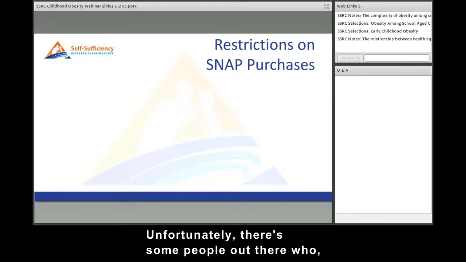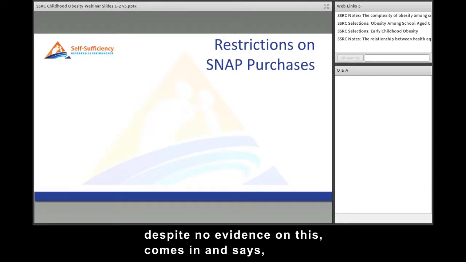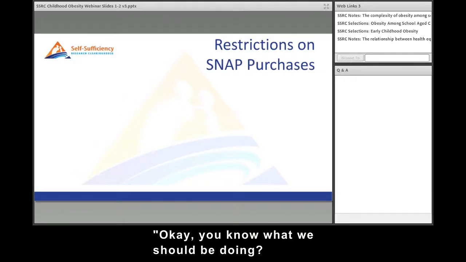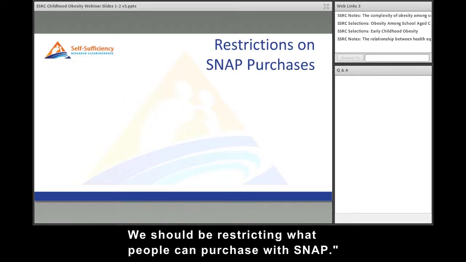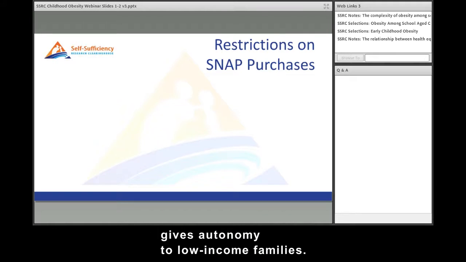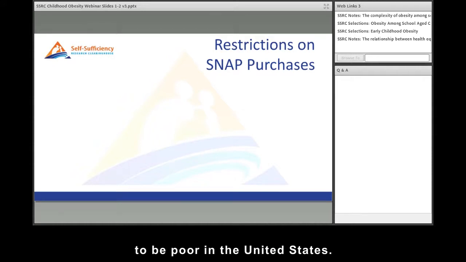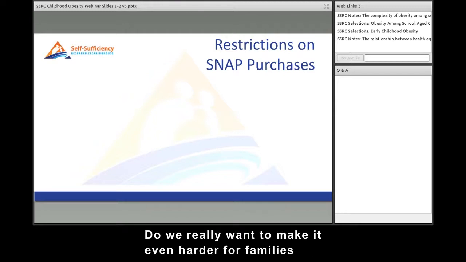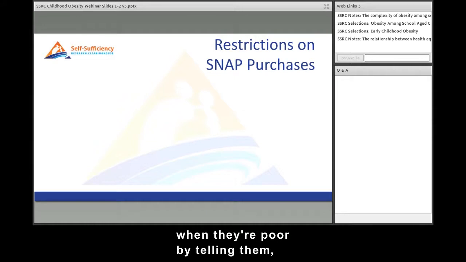Unfortunately, there are some people out there who, despite no evidence on this, come in and say, you know what we should be doing? We should be restricting what people can purchase with SNAP. The great thing about SNAP today is that it gives autonomy to low-income families. In today's world, it's really hard to be poor in the United States. Do we really want to make it even harder for families by having the federal government tell them what they can and can't eat?